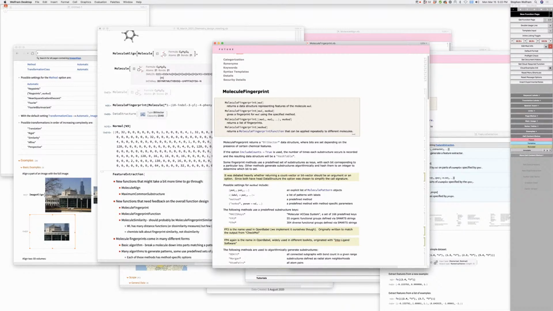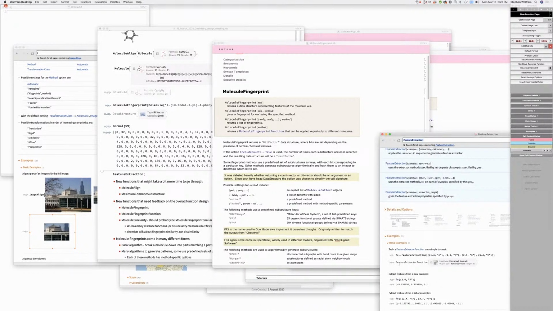In that case, this should be able to be the right-hand side of feature extractor. Yes. So if you evaluate molecule fingerprint the way it is implemented right now, without a molecule as the first argument, it returns a molecule fingerprint function, which I envisioned as being the right-hand side for feature extractor or molecule similarity. Why are we even doing it that way? Why isn't it just a feature extractor function?